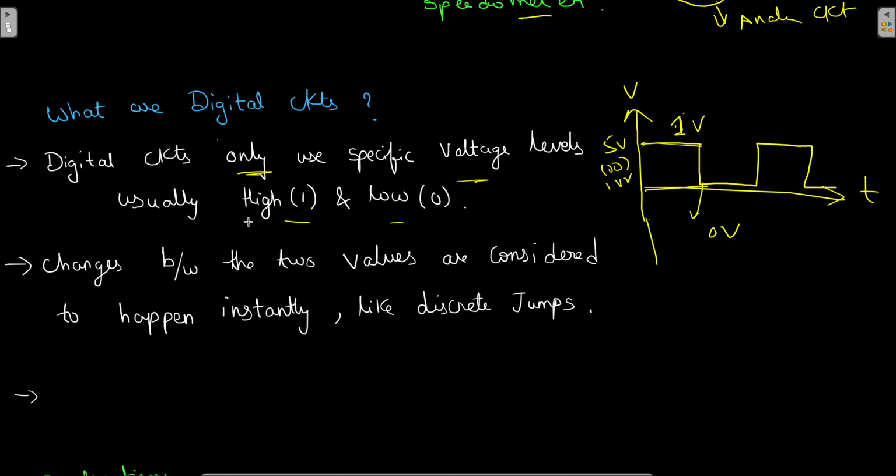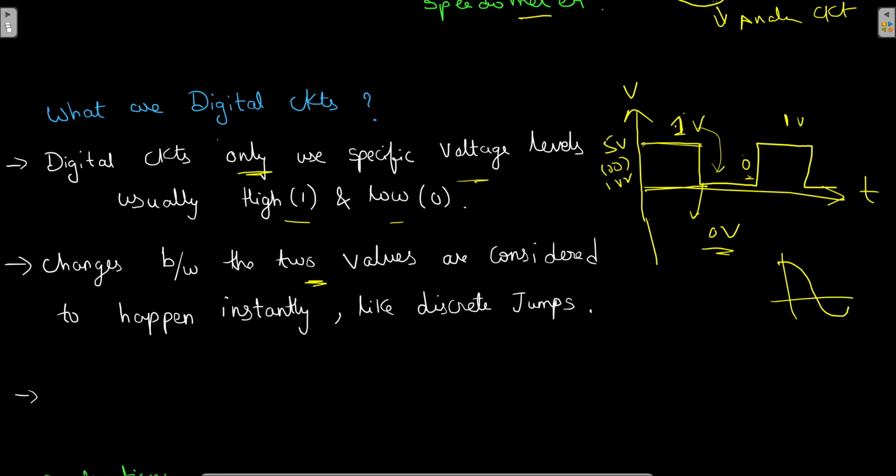Coming to digital circuits, changing value from 0 to 1, 1 to 0, has to happen instantly, or we can call it discrete jumps. From 1 to 0 it is happening instantly. But in analog circuits, it goes slowly, like a sinusoidal, changing from one value to another value. But here it happens instantly from 0 to 1, 1 to 0.